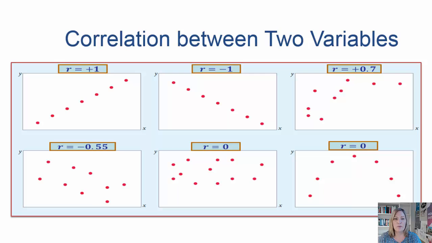I should note here that the variable on the vertical or y-axis is often the dependent variable, and that is what we are trying to predict. The horizontal or x-axis normally contains the independent variable or the predictor.